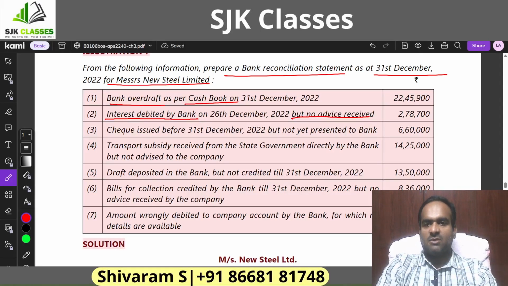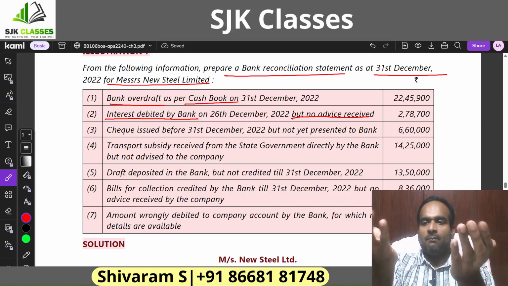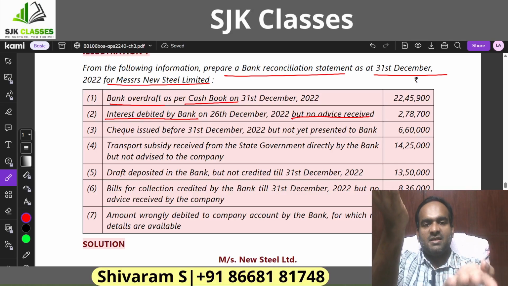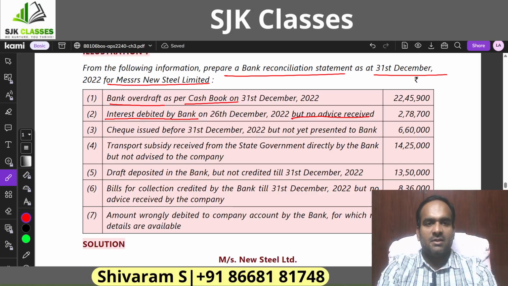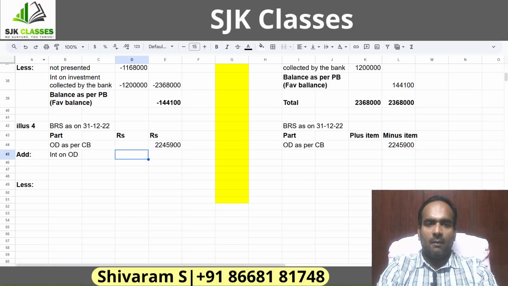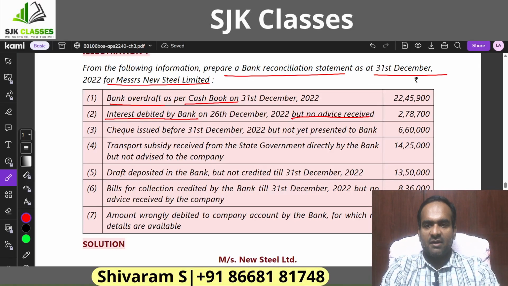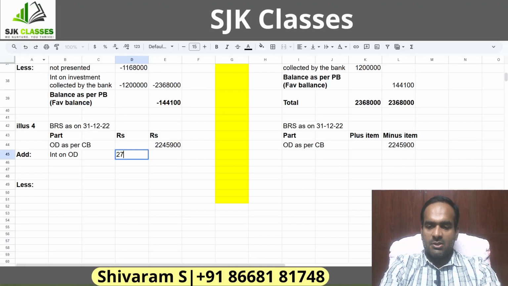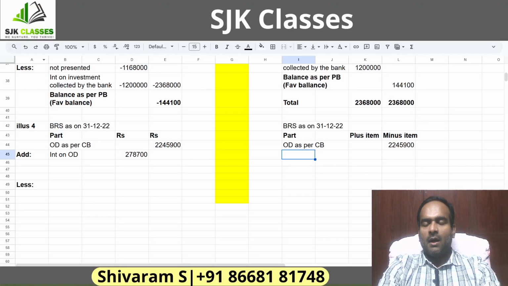Now let's get started. For this first transaction, what we said, it's a case of addition. My right hand went up and left hand stays the same. Yes, it's a case of addition. So the answer is addition here. Interest on OD, that's the event, and in amount, the value is 2,78,700. So the amount is 2,78,700. And those who are following this approach, what will you guys do?